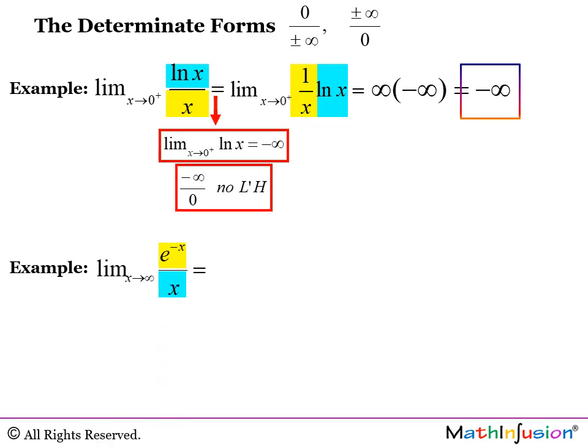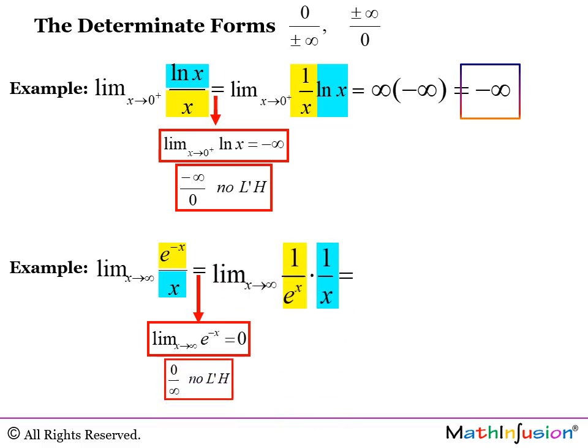Another such example. Limit as x approaches infinity of e to the power of negative x over x. Again, we observe that this is 0 over infinity. And because of this, you cannot use L'Hopital. But I'm just going to write it as a product. And I get this product. 1 over e to the x when x approaches infinity is 0, and 1 over x when x approaches infinity is also 0. And I get 0 times 0, which is 0.